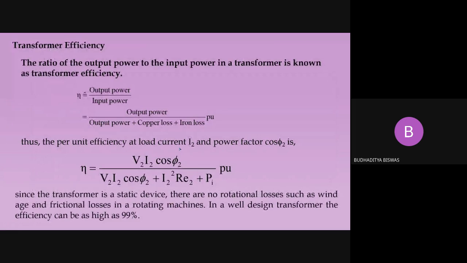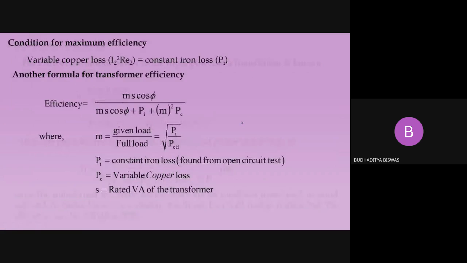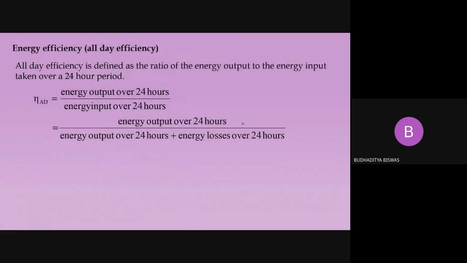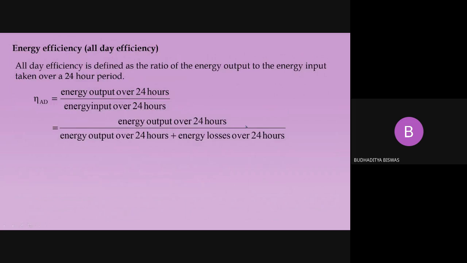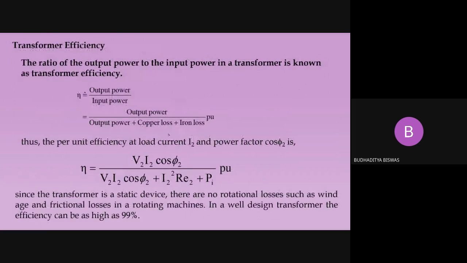So in the next class, these three things are remaining. One is the transformer efficiency and the condition for maximum efficiency, then the voltage regulation of the transformer. So now I think there is time to complete the efficiency of the transformer.